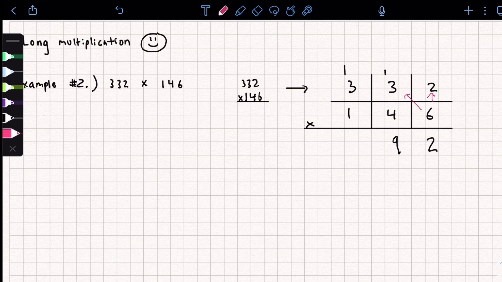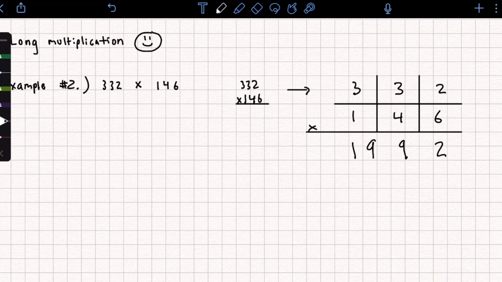And so we go even further diagonally, and 6 times 3, we just did that, so that was 18. But this time we're going to add the 1, and we're going to get 19 again. But this time we can write the entire number out on the bottom. So 1992. And now we add our first placeholder, because we're multiplying from the tens place.